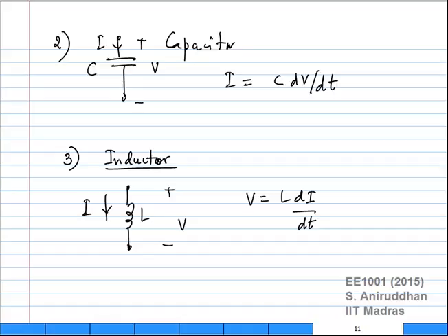You also have capacitors, where the current and voltage are related in this fashion. For a capacitor, I is C dV by dt. For an inductor, V is L di by dt.